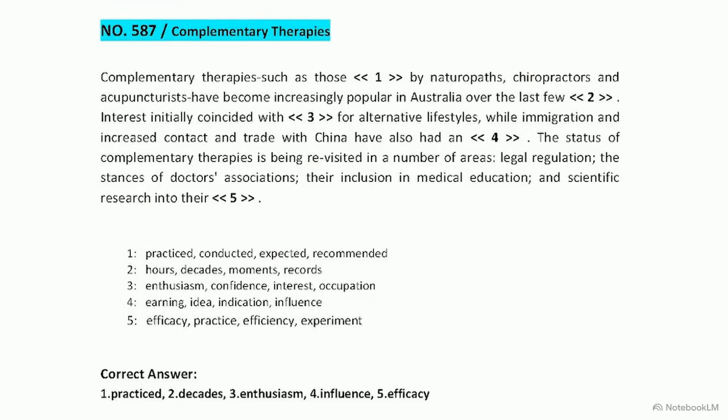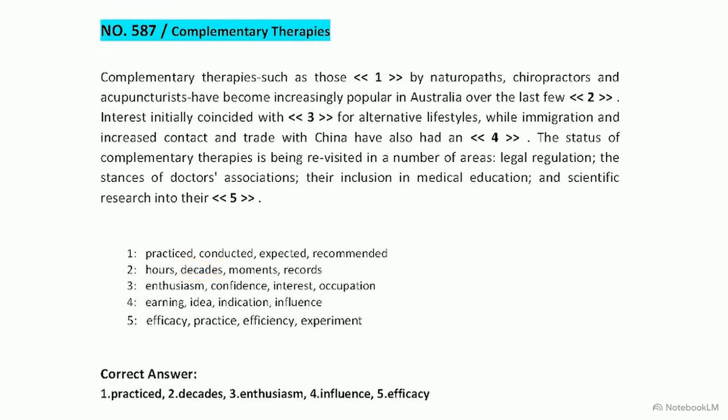Moving to the second blank, the sentence discusses therapies becoming increasingly popular. The phrase, over the last few, tells us we need a plural noun representing a span of time to measure this societal trend. We can immediately eliminate hours and moments. Societal shifts do not happen in an afternoon. That leaves us with the only logical measurement of time for this scale, decades.